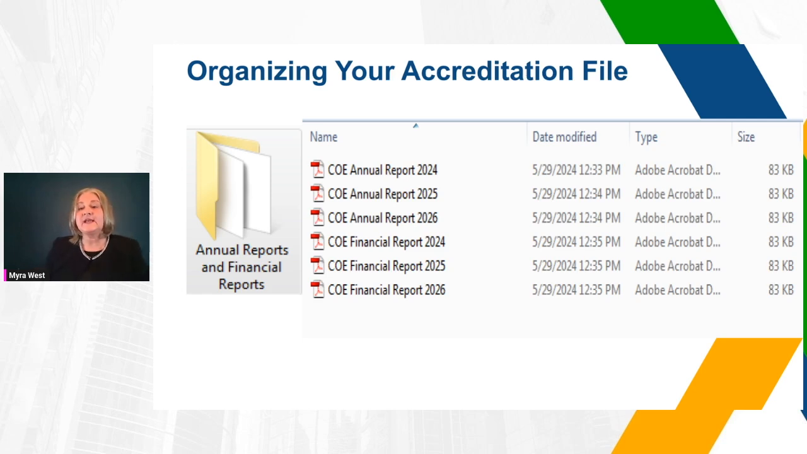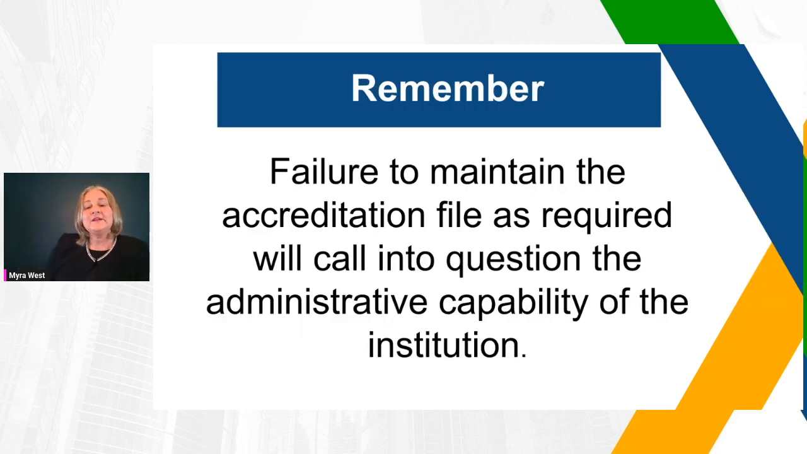I would encourage you to save the documents as PDF files and to name the files so the team will know what the documents include. Remember that you want to make this structure and the file names easy for the team to see your compliance and easy for you or someone at your institution to find the documents if they needed to do so. The accreditation file is required for all institutions, and failure to maintain the file with the required documents could call into question the administrative capabilities of your institution.